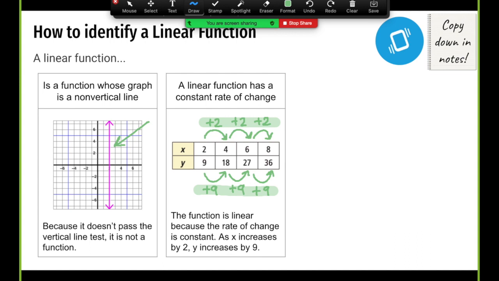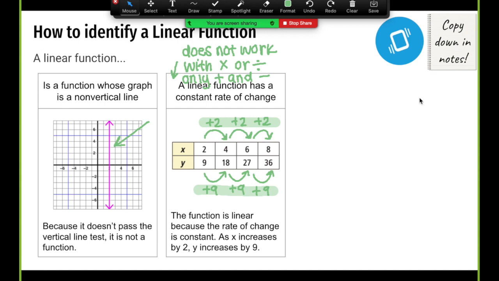Now this works for addition and subtraction, but it does not work for multiplication or division. So a good thing to note is that it does not work with multiplication or division, only addition and subtraction.